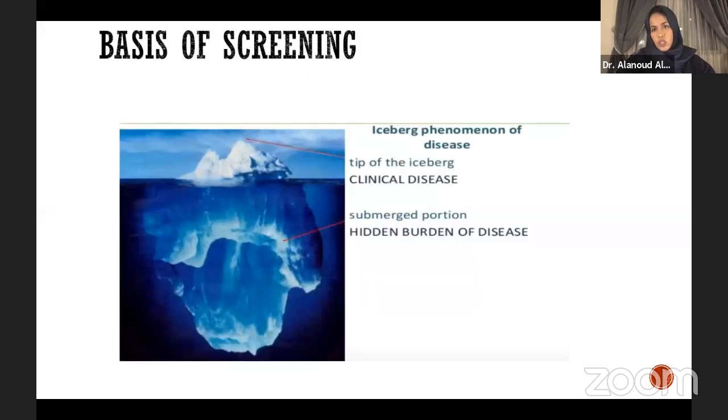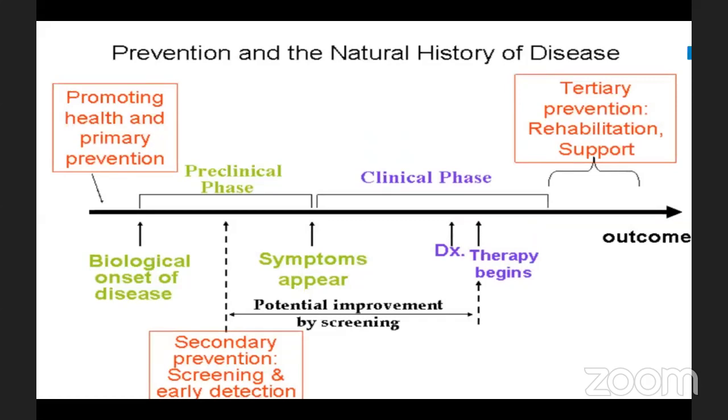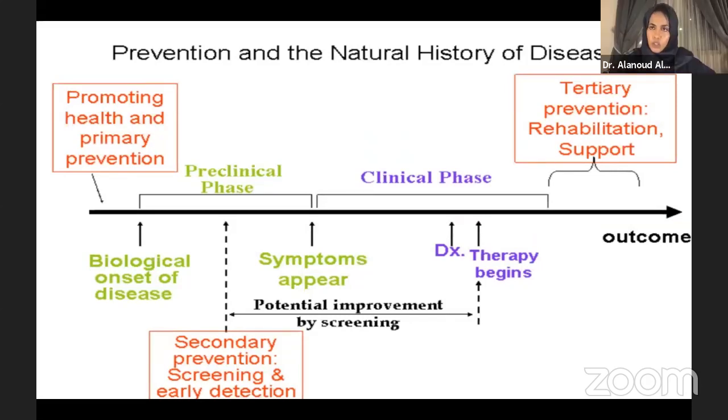So why do we do screening tests? We do screen in order to uncover the covered portion of the disease, to uncover the submerged portion, which usually indicates the hidden burden of the disease before the symptoms appear to the surface, before we see the top of the iceberg, where a lot of the time it's too late to intervene when symptoms appear. So in order to know when to screen exactly or when to diagnose, of course, we need to know the natural history of disease.